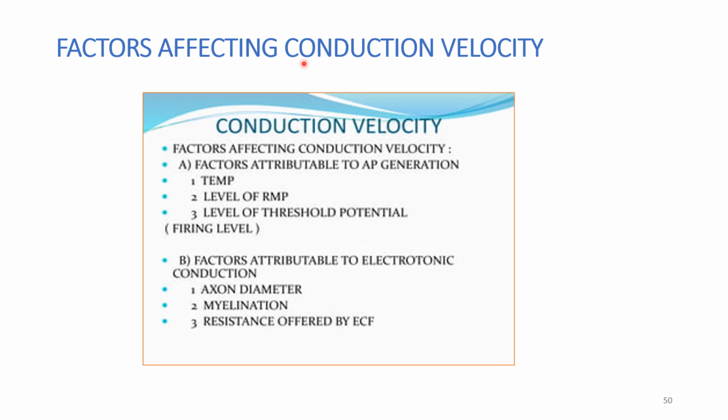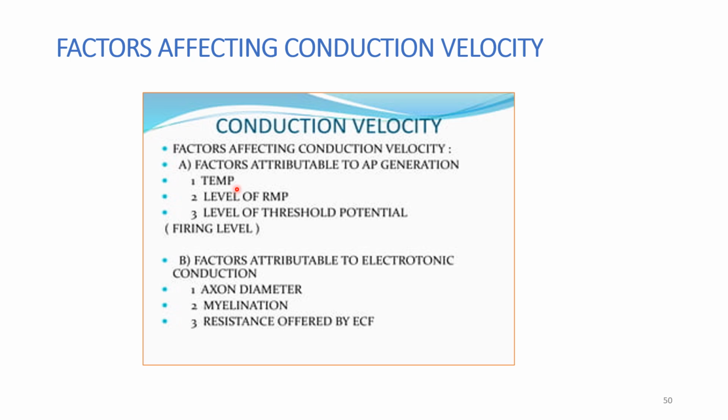What are the factors affecting the conduction velocity? There are certain factors affecting the velocity of conduction. There are two main important factors. What are they? Factors which are affecting the conduction velocity are factors attributable to generation of action potentials. First, the action potential should be generated. So, they depend upon temperature, level of resting membrane potential, and level of threshold potential or firing level.